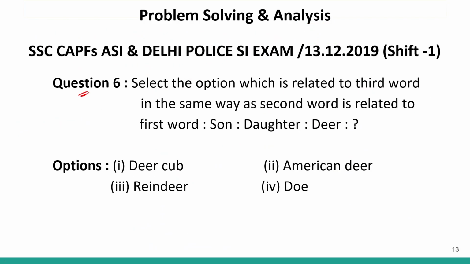Now, question number 6. We have to select the option. Again, this is pair number 1 and pair number 2. Now, how are son and daughter related? Son and daughter are different or opposite genders.